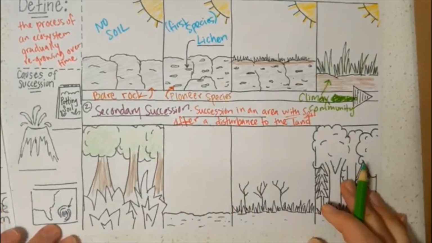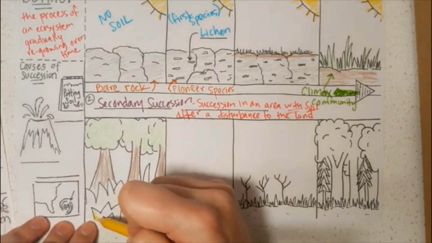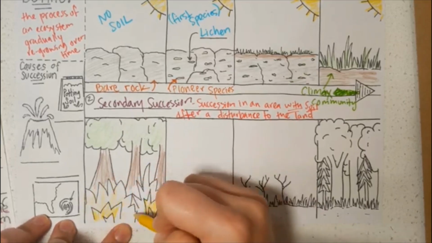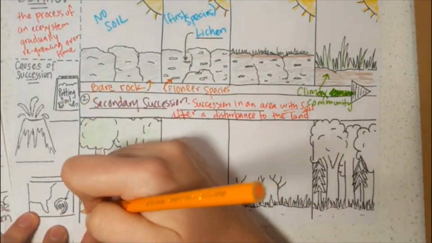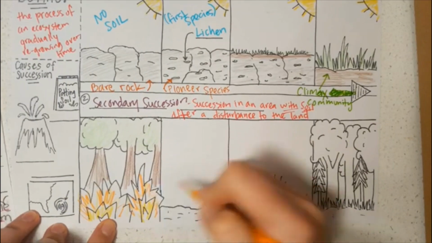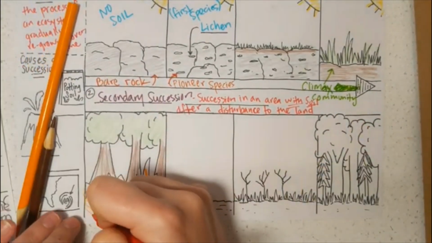However, we have a catastrophic event that comes in and interrupts this ecosystem. The catastrophic event in this case is a wildfire. I'm just going to take some yellows and oranges and color that in. Fire. Okay, and I'm going to label this catastrophic event.